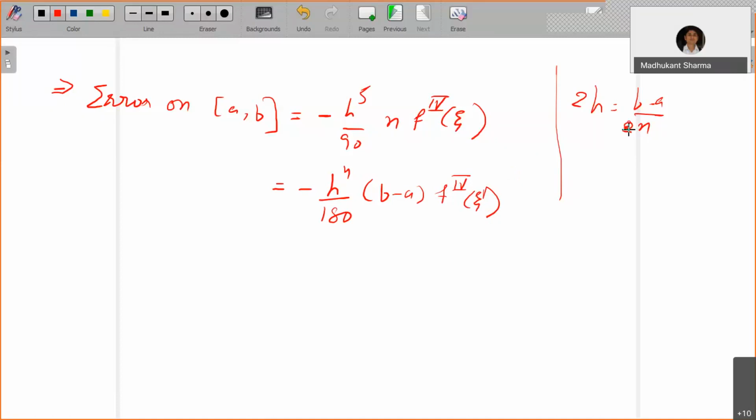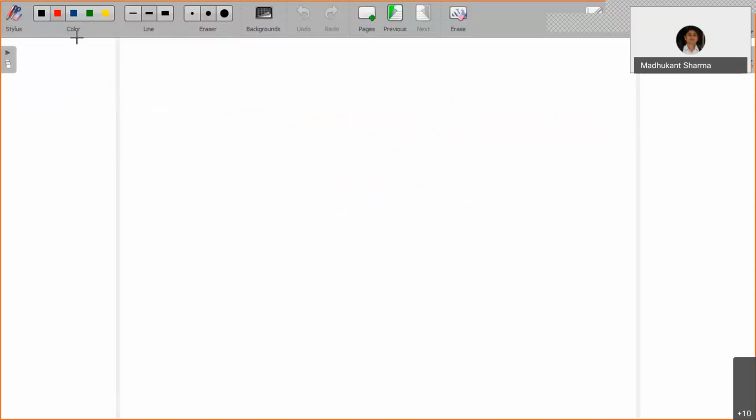So let's see the comparison between trapezoidal and Simpson's one-third rule now. Also, there are two more basic rules. One rule is the rectangle rule. Another rule is the midpoint rule. So let me give you a brief description of what is happening in the rectangle rule and what is happening in the midpoint rule. Let me write this.